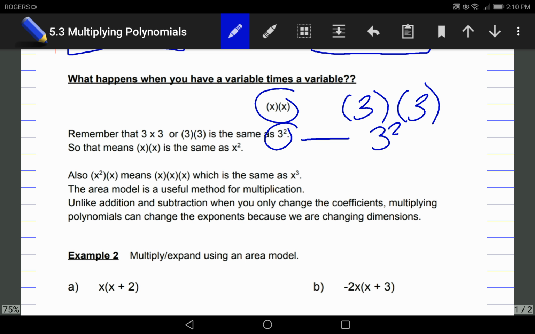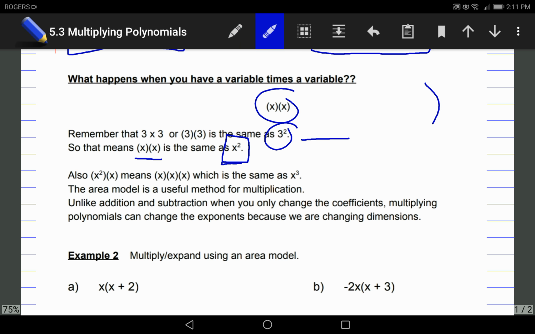So what does x times x equal? It equals x squared. It's just like you're multiplying 2 of the same numbers together, so you would just write it as squared. Well, it's the same thing with variables. X times x is x squared. That is different.